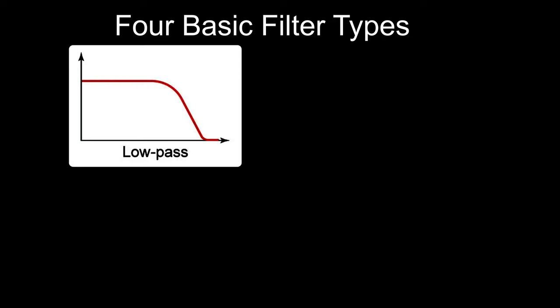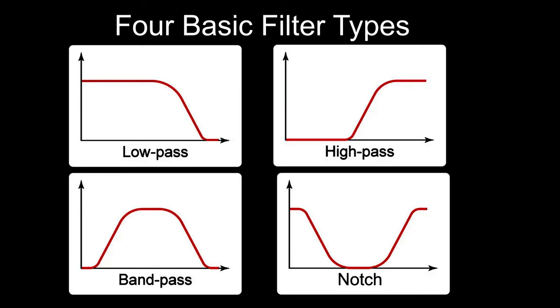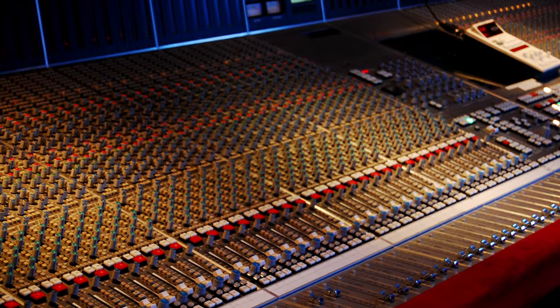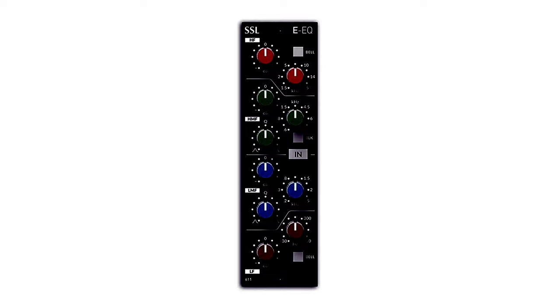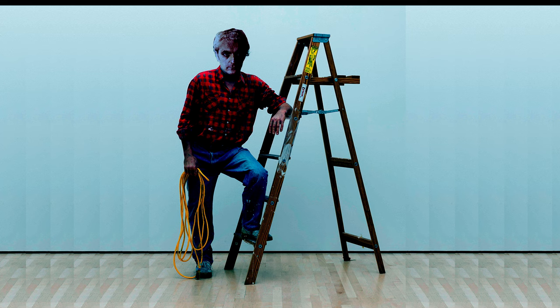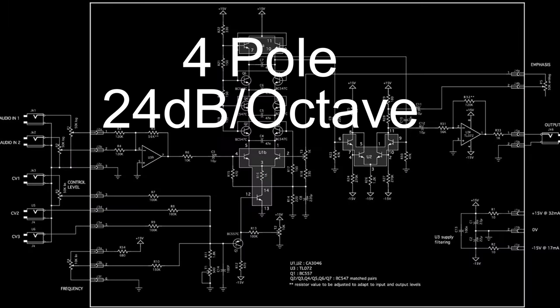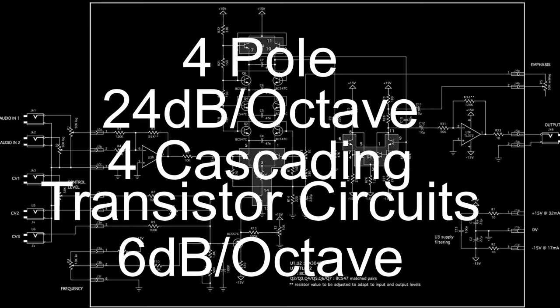There are four basic filter types: low pass, high pass, band pass, and notch. Any of you with knowledge of a mixing console are familiar with these terms, as they are components of an EQ circuit. Bob Moog is famous for his low-pass filter design, lovingly dubbed Bob's Ladder. It is a 4-pole 24 dB per octave filter with four cascading transistor circuits, each rolling off harmonics at the chosen cutoff point by 6 dB per octave.